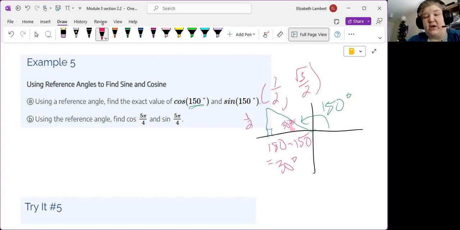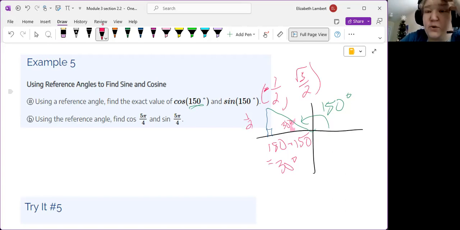But we have to check our coordinates. So I went left, so that is a negative x value. Then I went up, so the y value stays positive. So I have my reference angle, I have my triangle, I figured out the lengths. Then the last thing is just to answer which one's which.